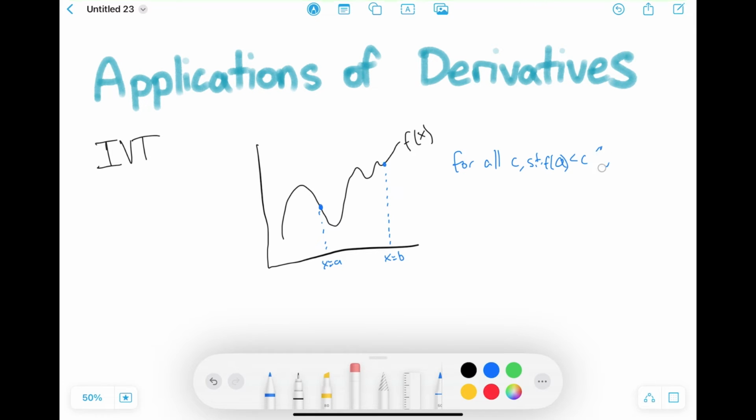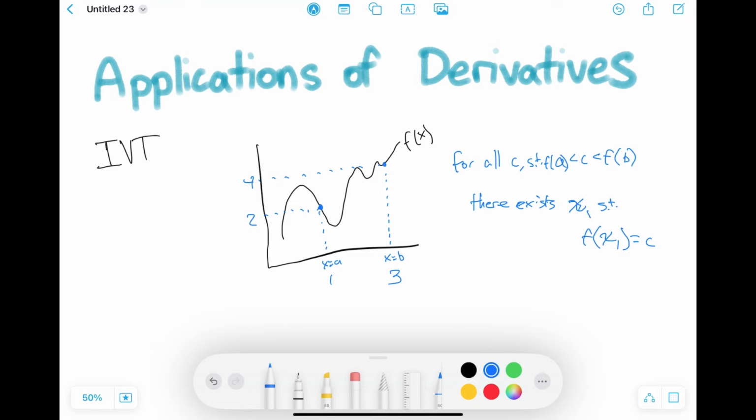Let me write this more cleanly. For all c that exists between these y values, there exists some x, I'll mark it x1, such that f of x1 is equal to c. Now what does that mean? Let's say we have this point here. Let's say this is 2, and then this is 4, this is 1, this is 3.